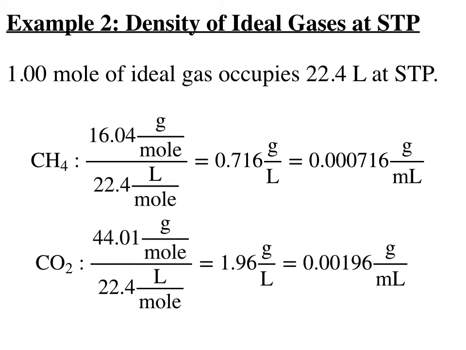Now I could also convert that to grams per milliliter by noting there's 1,000 milliliters per liter, so the density of methane is 0.000716 gram per milliliter. Do the same thing for carbon dioxide, which has a molar mass of 44.01 gram per mole. If it's being ideal, it would occupy a volume of 22.4 liter per mole. So when I divide those numbers together, I find the density of carbon dioxide to be over double that of methane, 1.96 gram per liter, or 0.00196 gram per milliliter.